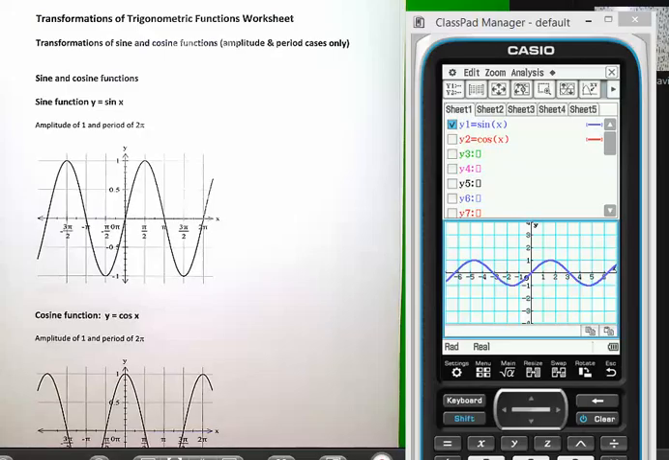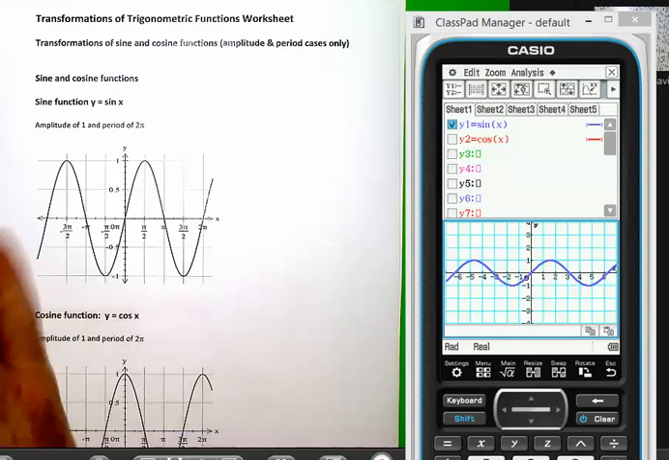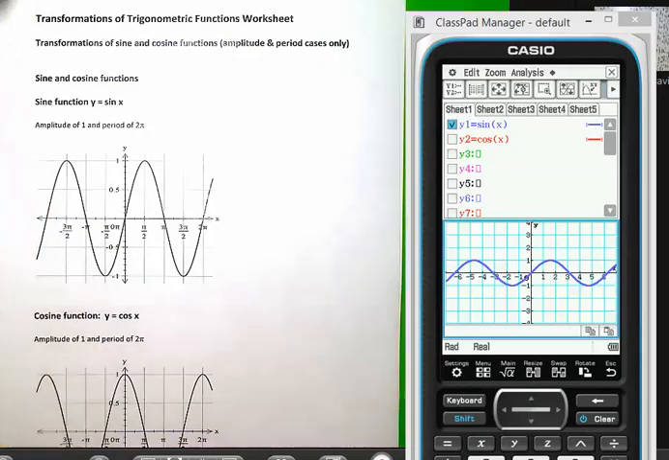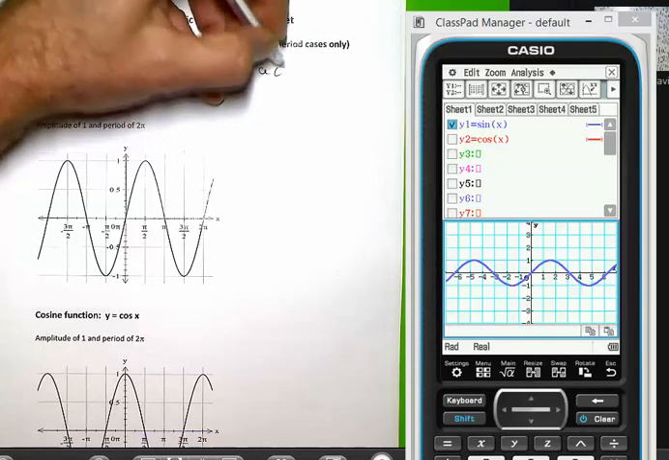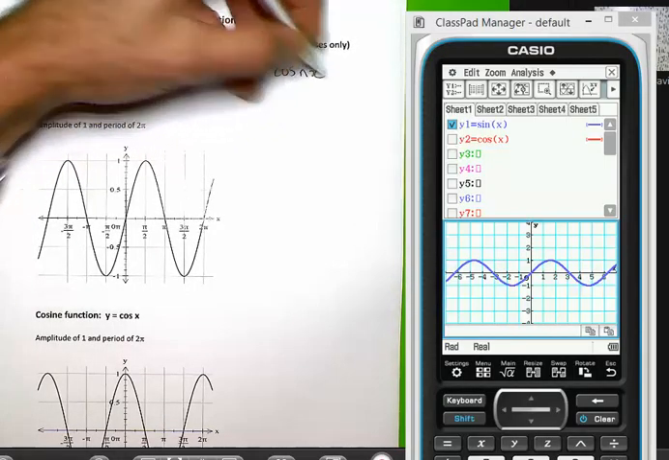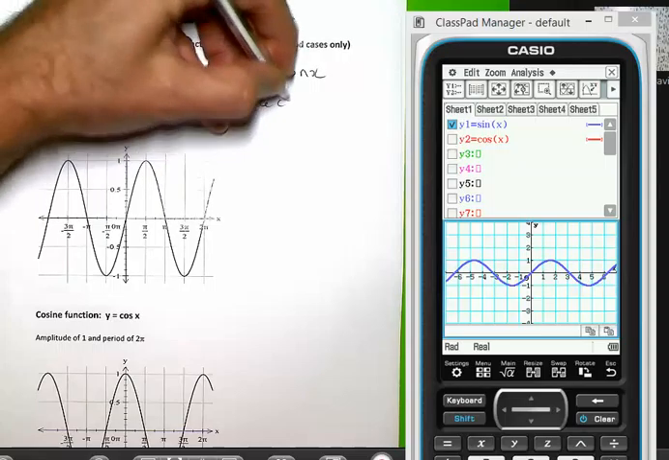In exercise 10.3, the book questions go quite a bit further than what we're required to do in the course. So what we'll be doing here, we'll be looking at translating or transforming sine and cosine functions where we change the amplitude and we change the period.